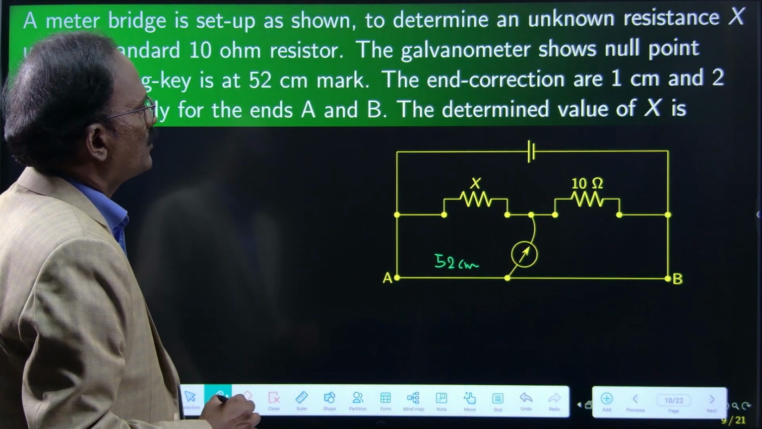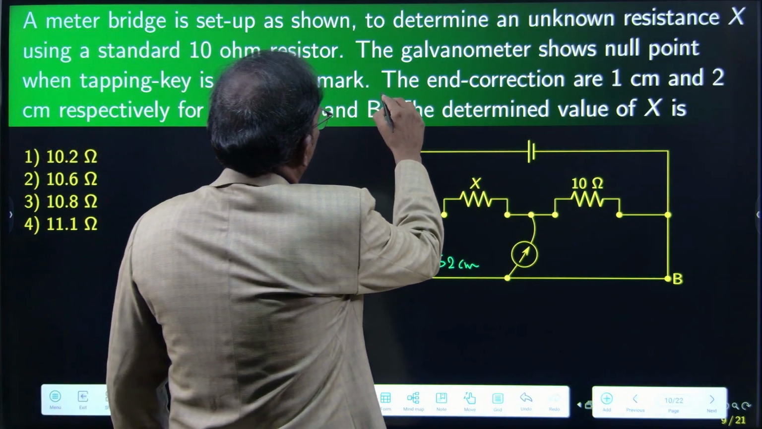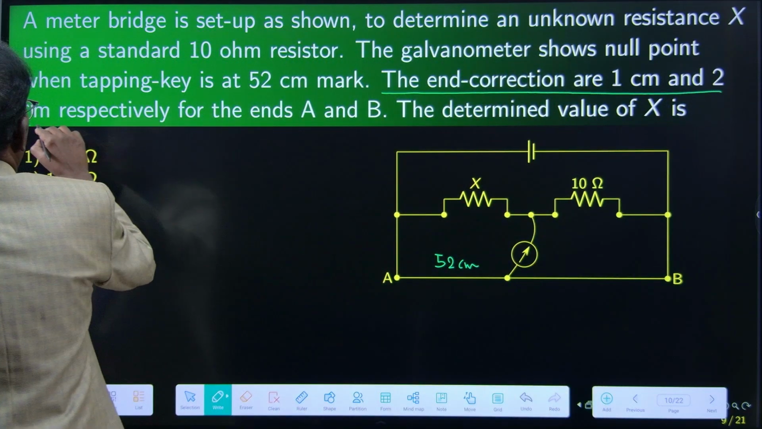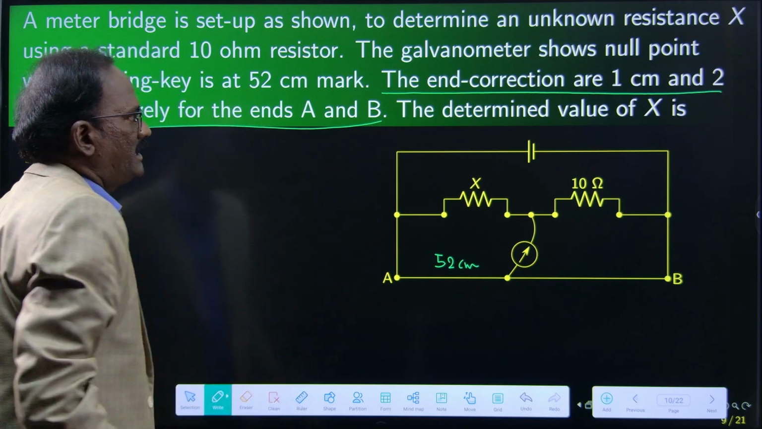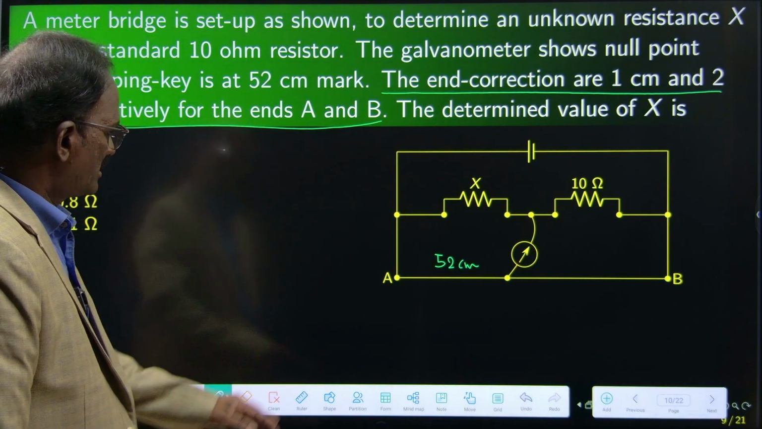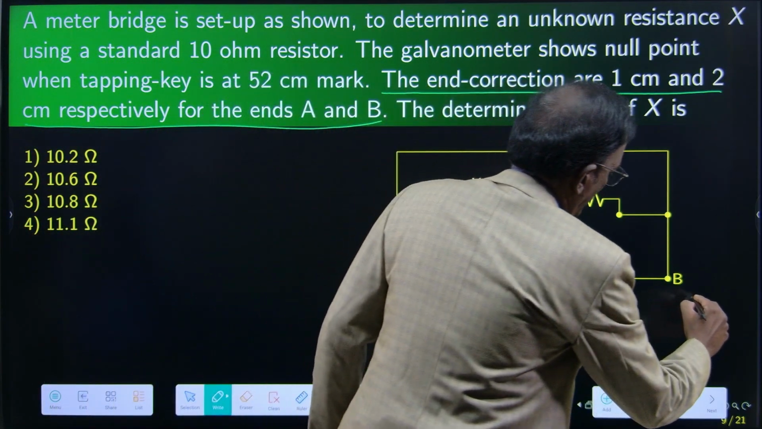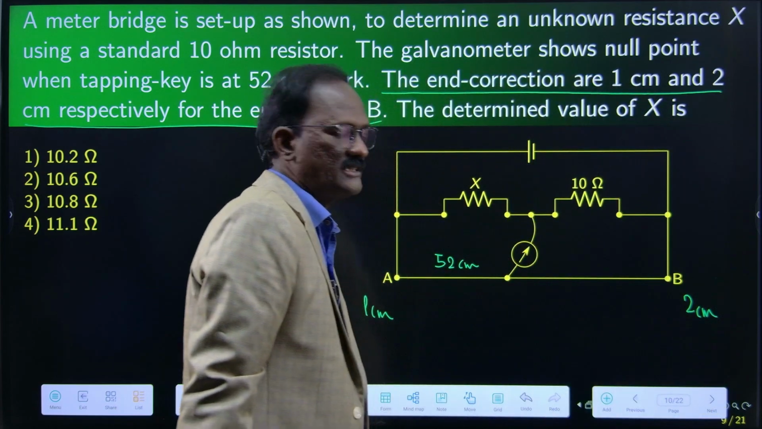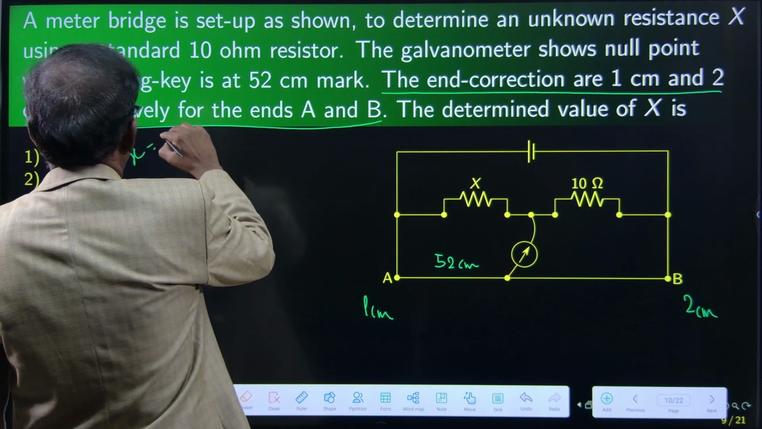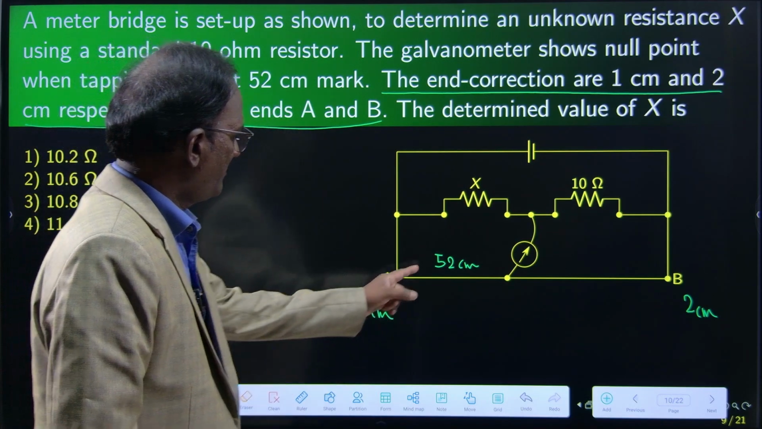The end corrections are 1 centimeter and 2 centimeter respectively for the two ends A and B. This side 1 centimeter and for B end correction it is given as 2 centimeter. The determined value of X is what? What is X? What is end correction? We will see. This is 52 centimeters.